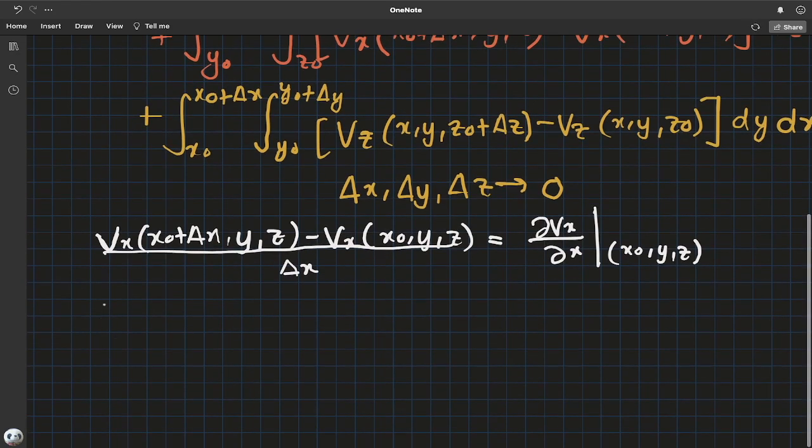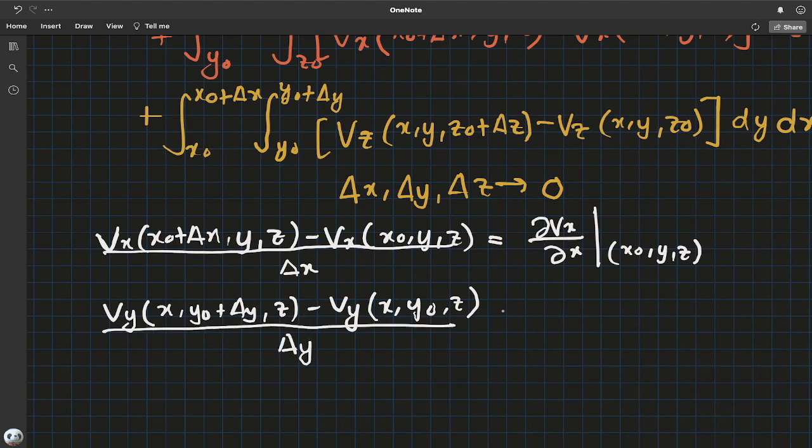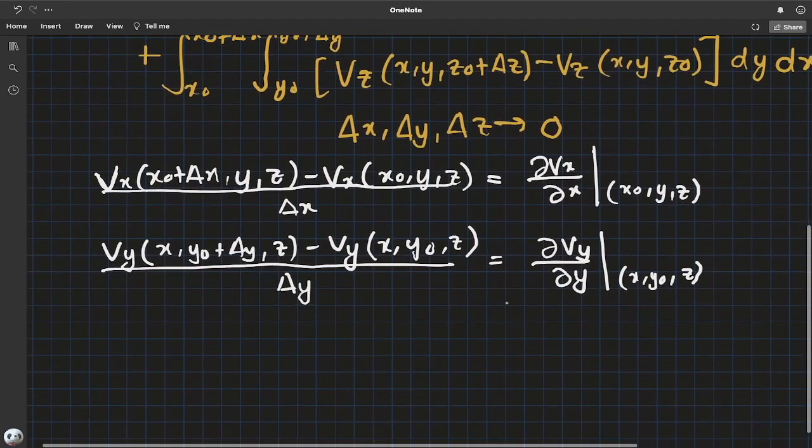Similarly, the difference in y: v_y at (x, y naught plus delta y, z) minus v_y at (x, y naught, z), divided by delta y, is simply equal to the partial derivative of v_y with respect to y evaluated at (x, y naught, z).